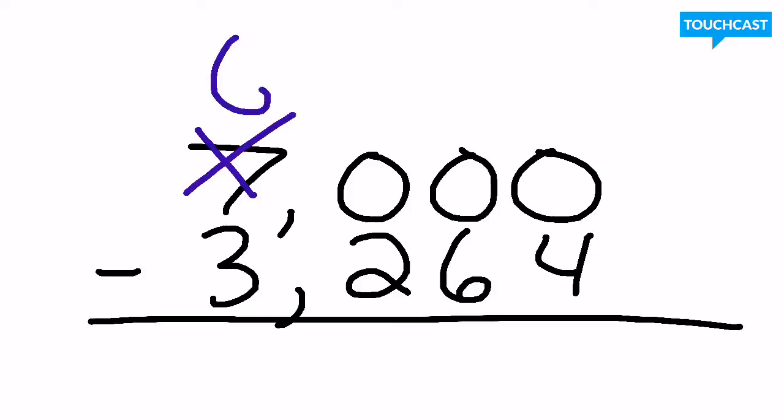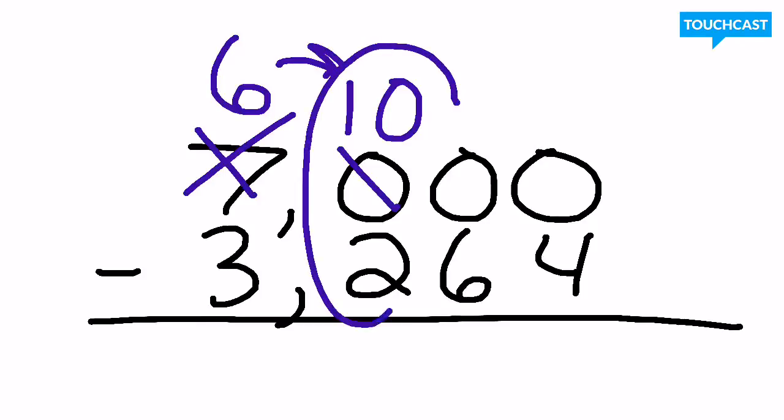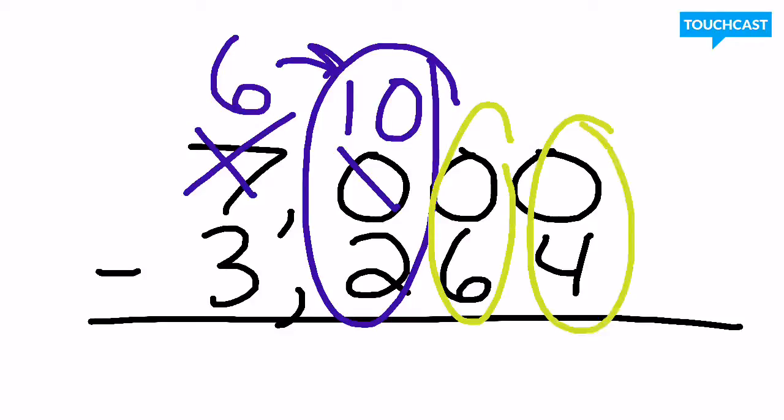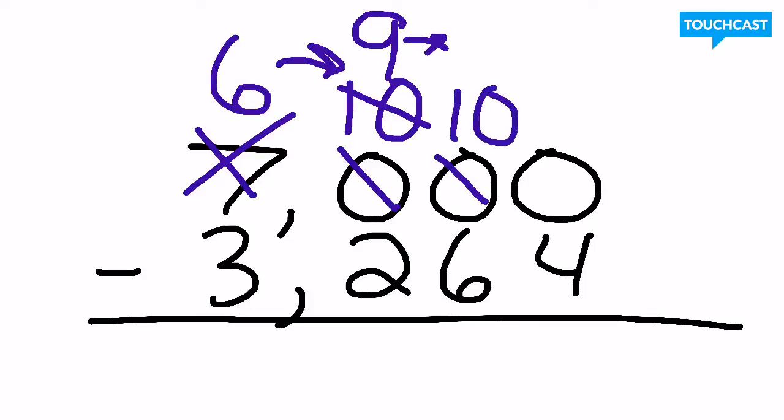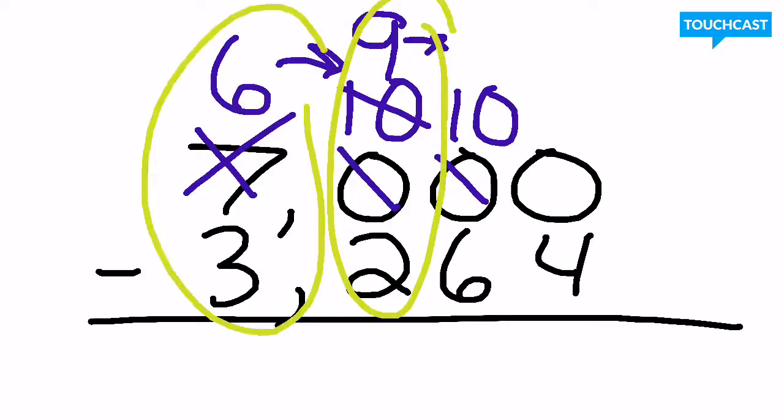This 7 is going to become a 6. He's now 6,000 versus 7,000. And that extra 1,000 is going to come over and make this a 10. Now, we know that this section in the hundreds place would be okay to subtract, but we're still not okay in the tens or the ones place. So what we'll have to do is take from this hundreds place, make him a 9, and send him on over here.